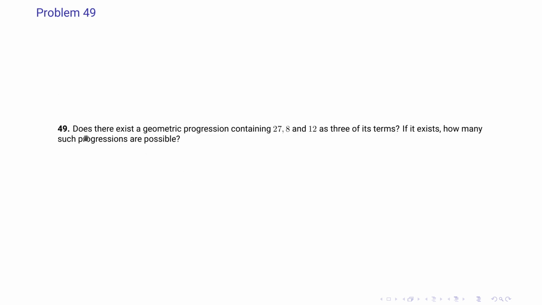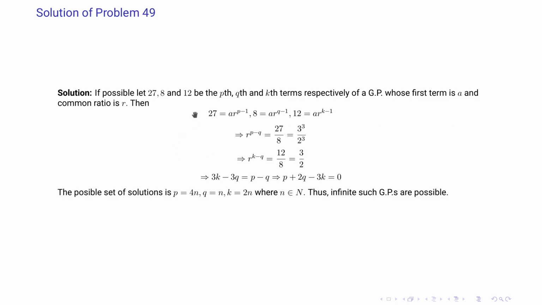Problem 49 says that does there exist a geometric progression containing 27, 8, and 12 as three of its terms? If it exists, how many such progressions are possible? So we let a be the first term, common ratio to be r, and 27, 8, 12 to be the pth, qth, and kth term of a GP. So 27 is equal to ar to the power p minus 1, 8 is equal to ar to the power q minus 1, 12 is equal to ar to the power k minus 1.